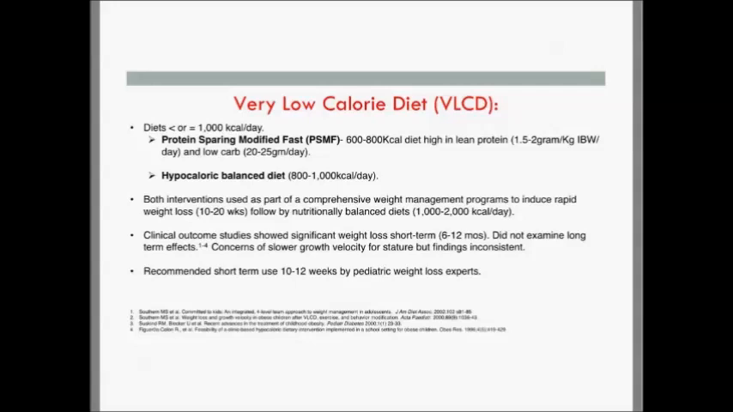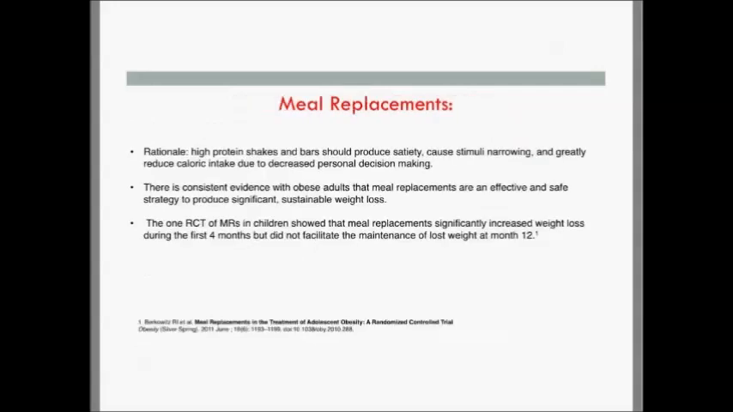Okay, let's keep going here. And then meal replacements. The rationale is that high-protein shakes and bars can produce satiety and cause stimuli narrowing, so the brain just sees the same thing coming in and is much less interested in food in general. You can also get a greatly reduced calorie intake due to decreased personal decision-making. There's consistent evidence about meal replacements with adults, and they're a very effective and safe strategy to produce significant sustainable weight loss. I use them a lot in my adult patients.